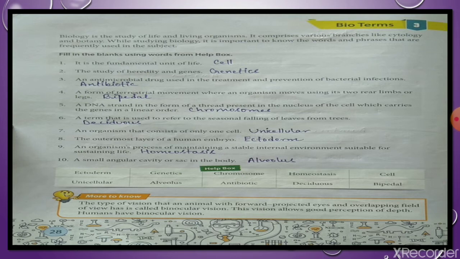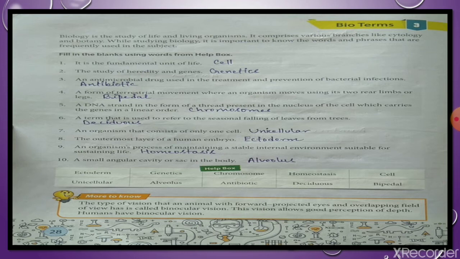Eighth one, the outermost layer of a human embryo. The human embryo has three layers: ectoderm, mesoderm, and endoderm. The inner layer is called endoderm, the outer layer is called ectoderm, and the layer in between endoderm and ectoderm is called mesoderm. So the outermost layer of the human embryo is called ectoderm. Then an organism's process of maintaining a stable internal environment suitable for sustaining life is called homeostasis. Then the tenth one, a small angular cavity or sac in the body, is called an alveolus.